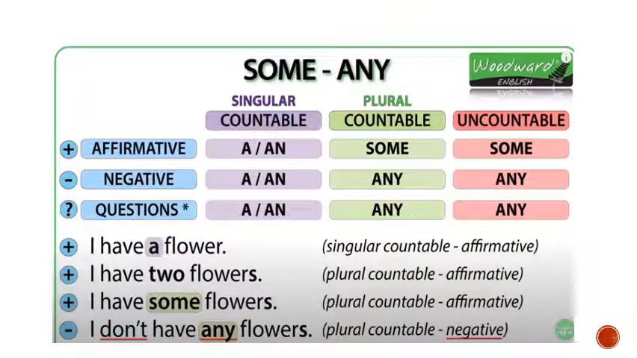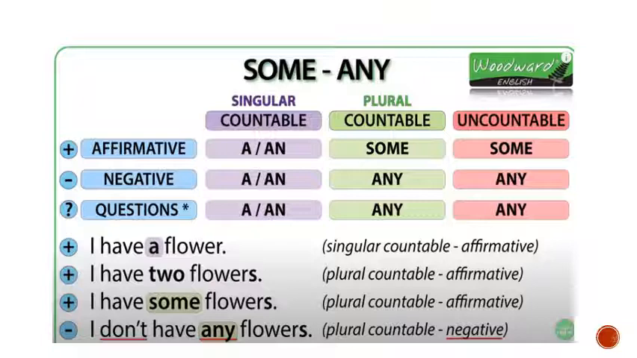If we want to quantify or to measure the quantity of a countable or an uncountable noun, we use quantifiers. In this case, there are examples of the uses of some and any. Have a look at the table. We have singular countable noun, plural countable noun, and uncountable noun. In affirmative sentences with a singular countable noun, we use a or an. Also, we use a or an in negative and in questions.